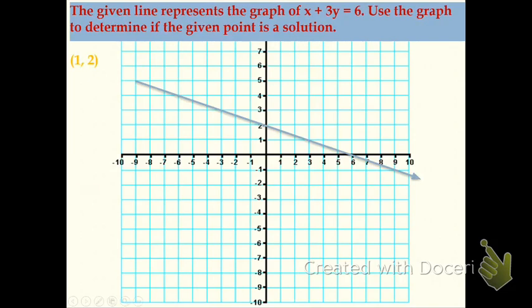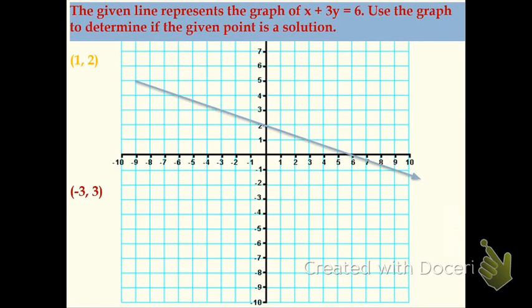One last representation of the same idea is that I could do it visually. So I've given you a line. This line is for the equation x + 3y = 6. And I want to know whether the ordered pairs (1, 2) and (-3, 3), whether or not those are solutions to the equation. Now I could plug them in.